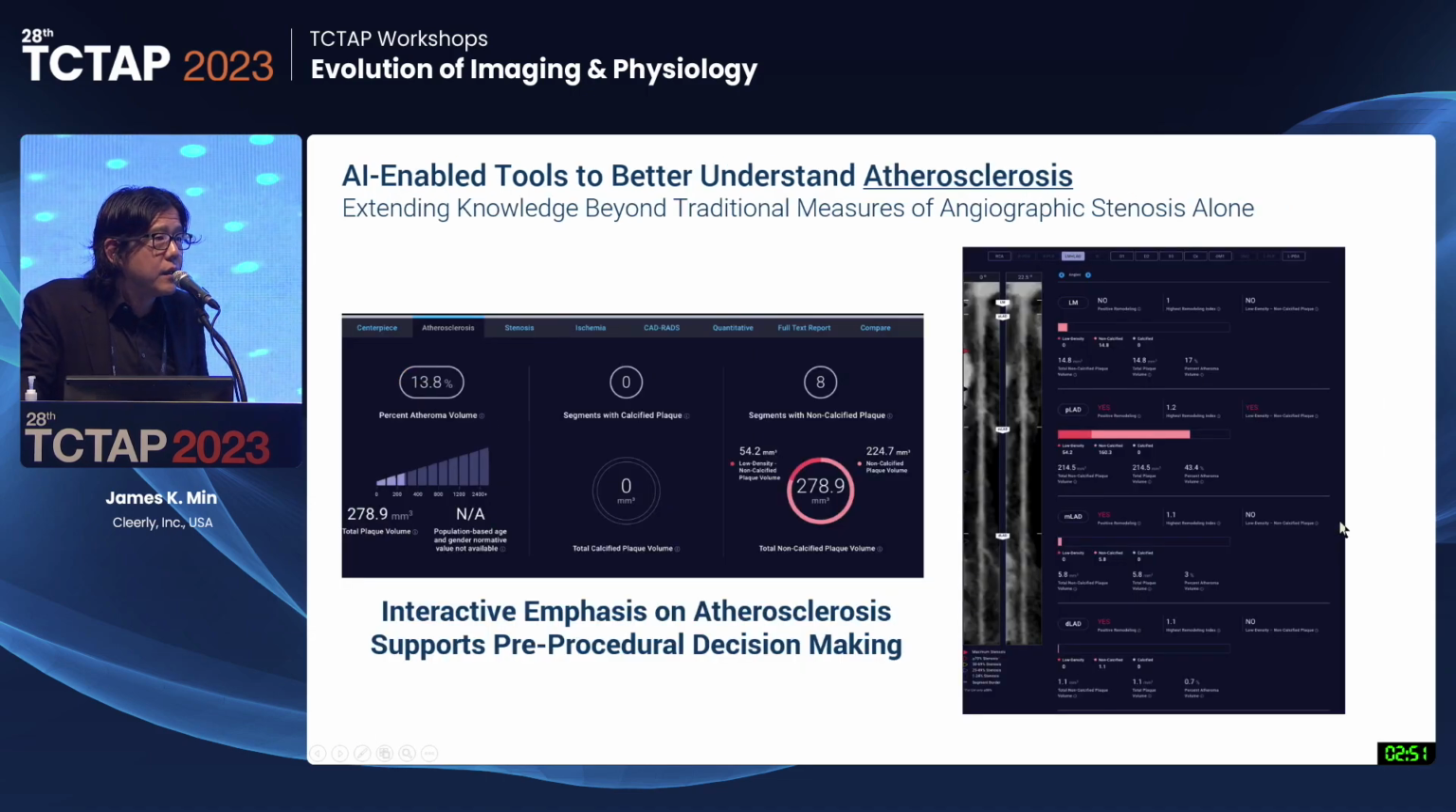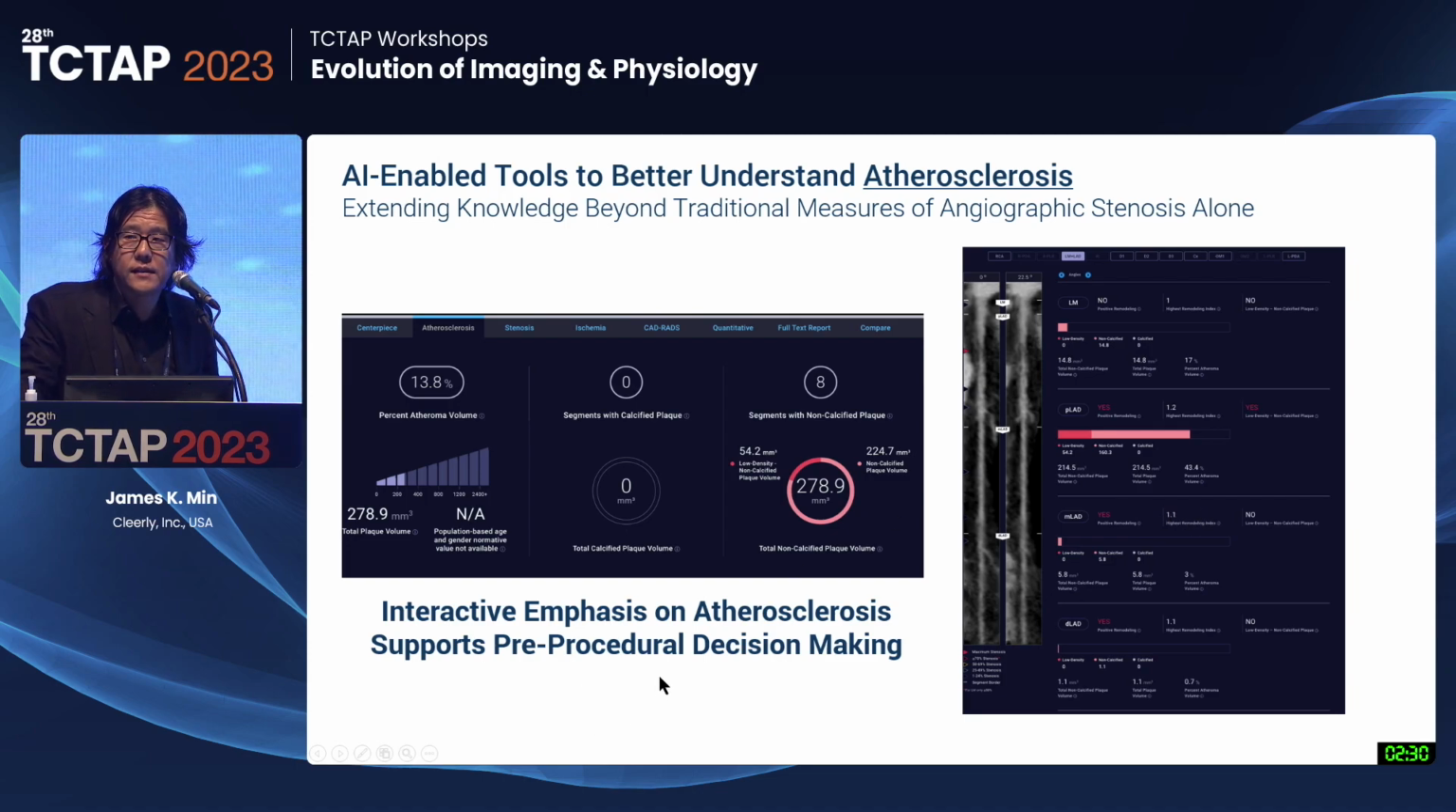Once you're done with the stenosis measurements, you can also start to look at the plaques that cause the stenosis, with a really heavy emphasis on atherosclerosis and the number of calcified and non-calcified lesions and the breakdown of that plaque. If you click this atherosclerosis tab, now you can see all of these measures around the type of atherosclerosis that's causing the stenosis that you're seeing within the lab.